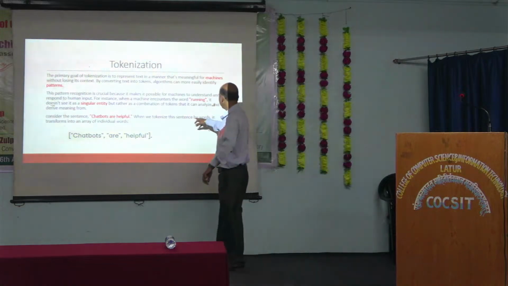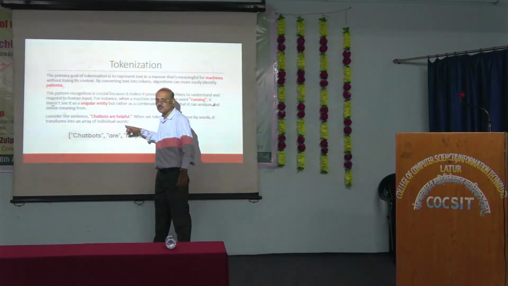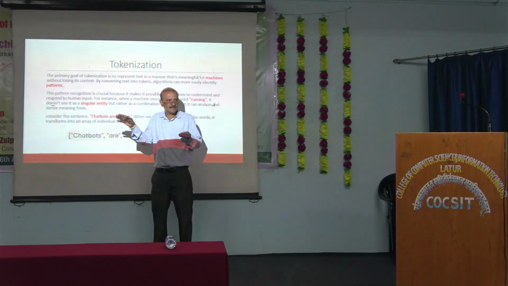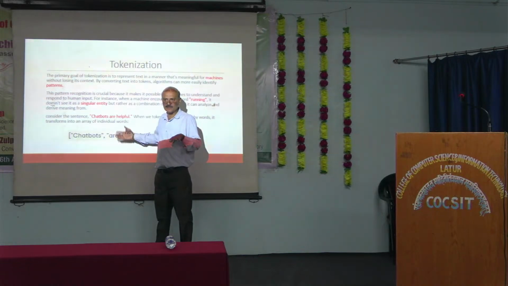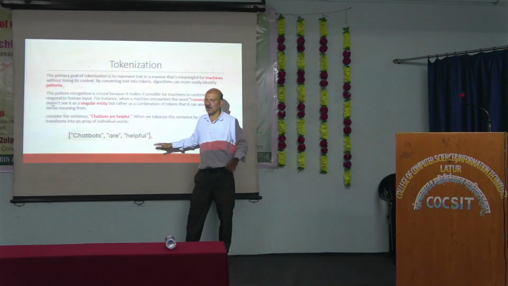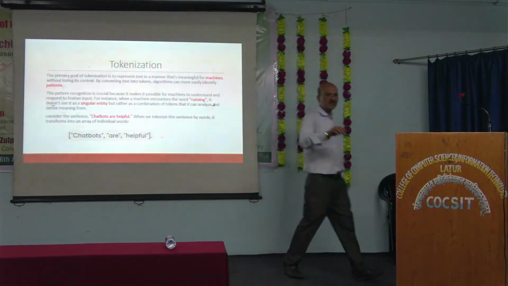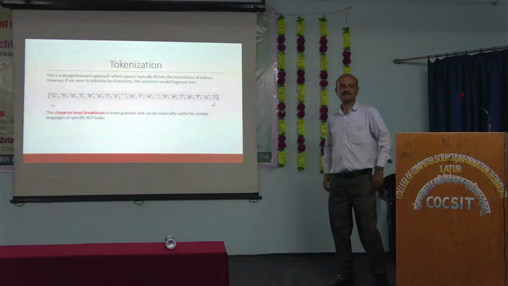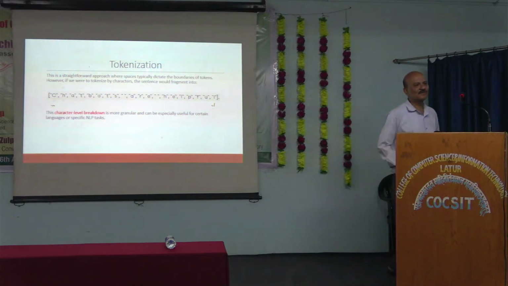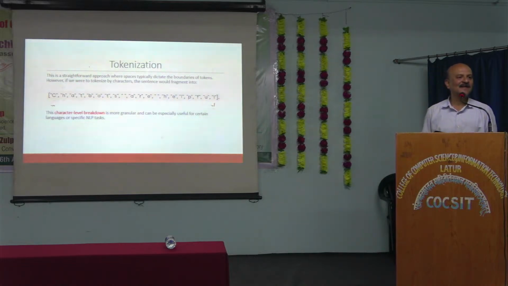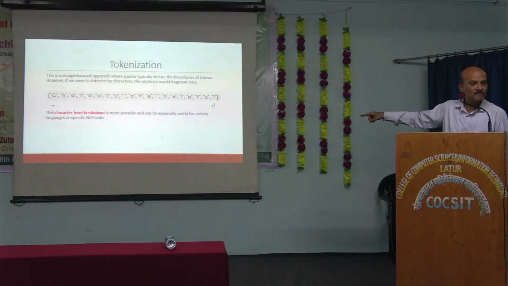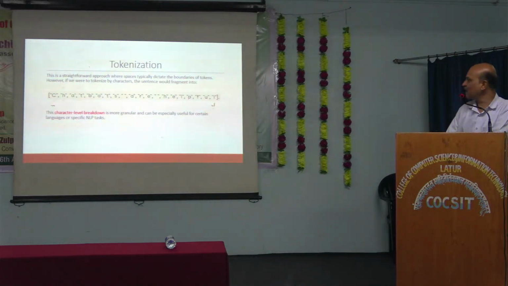When we tokenize this sentence by words, it transforms into an array of individual words. See, from English we are coming to maths. I will convert this into numeric values. Chatbots are helpful. How many words are there? Three words. Now, character level tokenization: each character is isolated, C, H, A, P, P, O. So this is the character level breakdown.